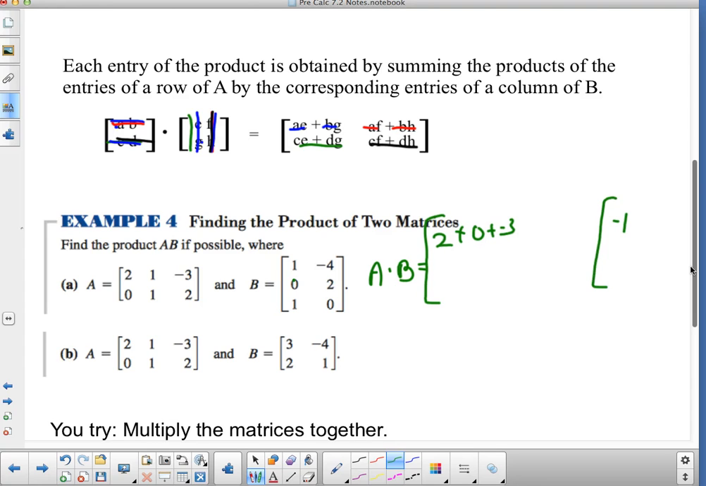Remember, I'm just going to try to do it this way. My second one, 2 times 4 is 8, 1 times 2, -3 times 0. Okay, my other matrix there. And I'm just going to show you what I'm going to add together. I got -6, my other entry.